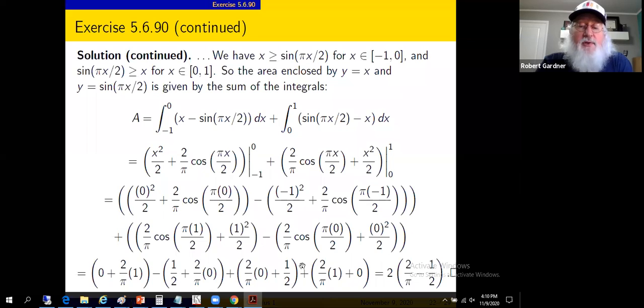There is in fact some certain symmetries to it, and what you produce is 2 times 2 over pi minus a half. Pi is roughly 3. We've got 2/3 minus 1/2. It's like 1/6. It's actually a little bit less than 1/6. We've multiplied by 2. We get a little bitty area that's, I don't know, in the ballpark of 1/3. It's not a very big area.